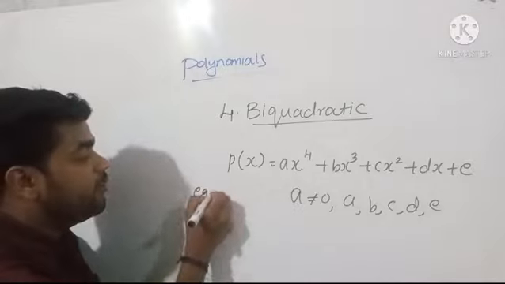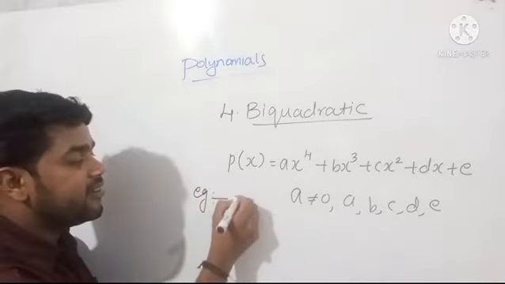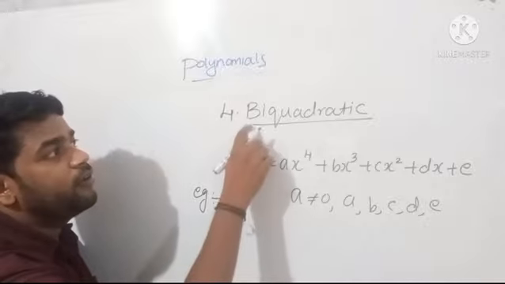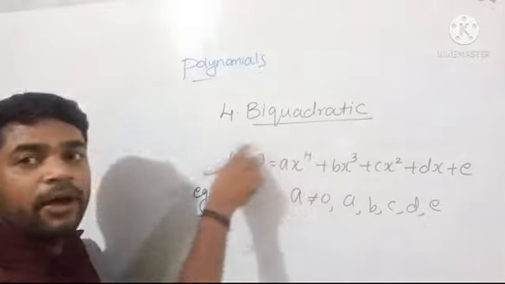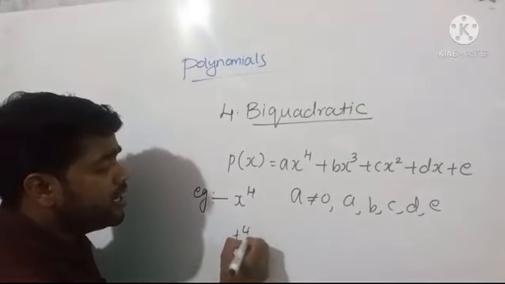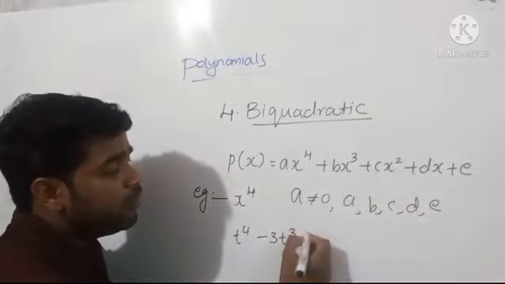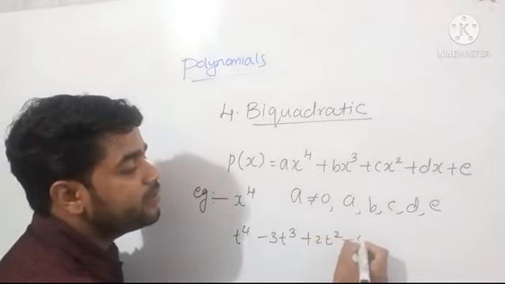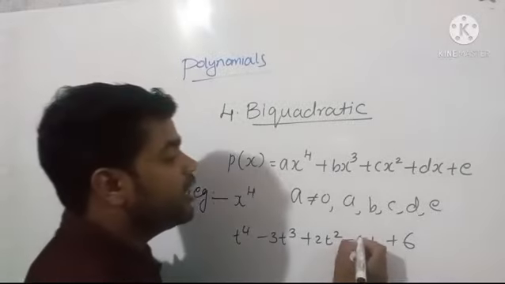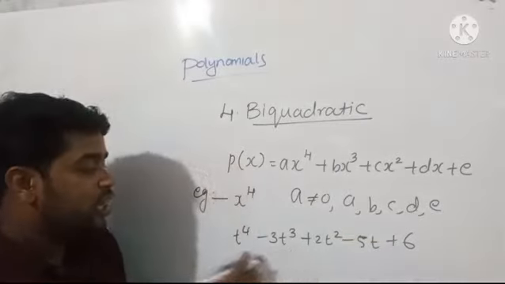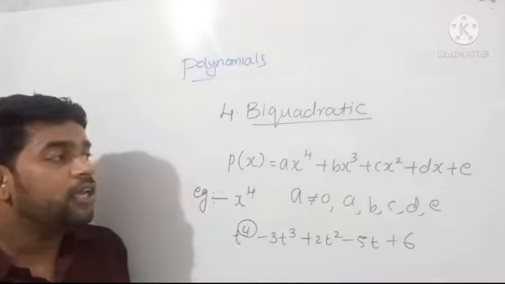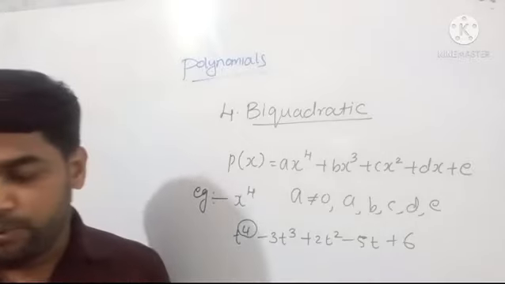Let us see some examples of biquadratic polynomial. x raised to 4. Here the variable is x and the power of x is 4, so we call it a biquadratic polynomial. Then another example, t raised to 4 minus 3t cube plus 2t square minus 5t plus 6. That is a biquadratic polynomial. Here the variable is t and the power of the variable is 4, so it is called a biquadratic polynomial.